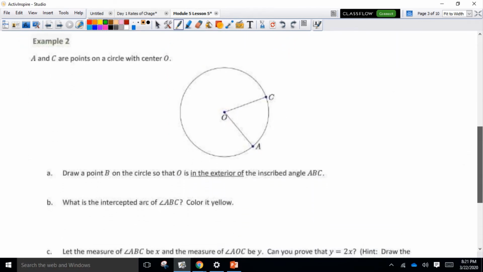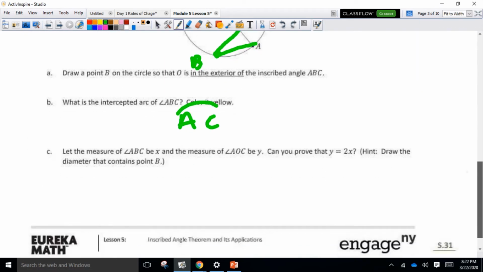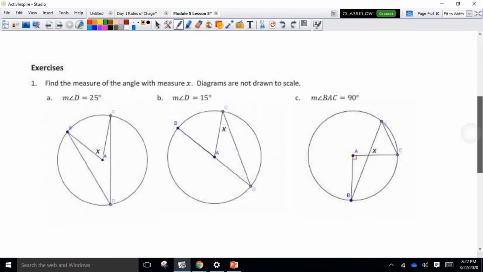Okay, this is kind of similar. Draw B so that O is exterior to the inscribed angle. So if we put B down here now, here's our angle. Okay, what's the intercepted arc? Okay, again, it's AC, right? So again, this is double. Okay, and we're going to skip ahead here.